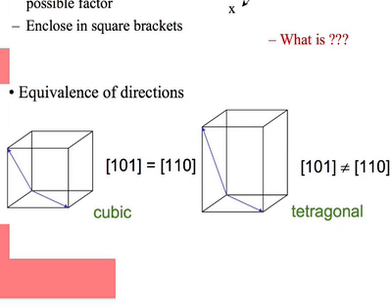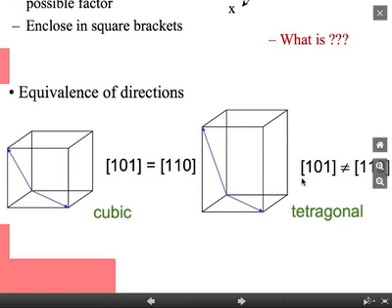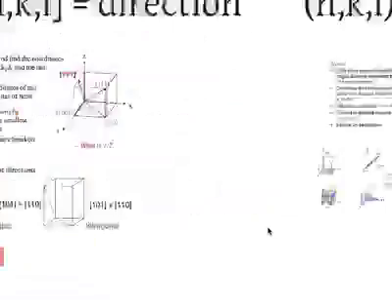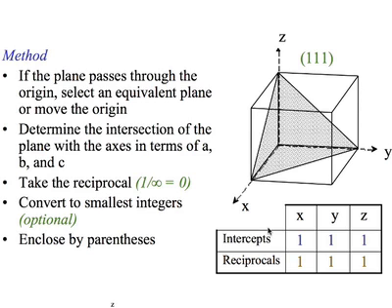Okay? And in more complicated things, like in a tetragonal lattice, where you can see this direction, 101 is not equal to 110 because they're different dimensions, right? One's longer than the other. So you can see the symmetry becomes important. But that's called the equivalence of directions. Okay, we do the same for a plane. Okay, the method for the plane, remember, Miller indices define both directions and planes.